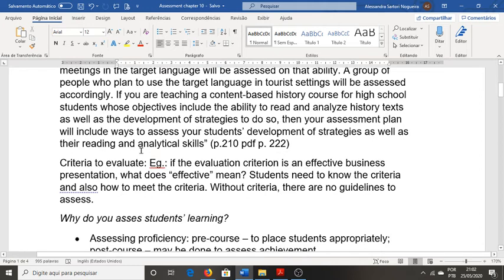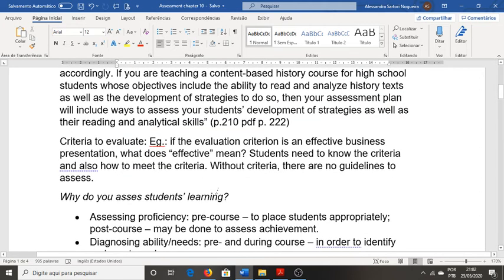What are the criteria to evaluate? Well, if the evaluation criterion is an effective business presentation, for example, what does effective mean? Students need to know the criteria and also how to meet the criteria. Without criteria, there are no guidelines to assess.